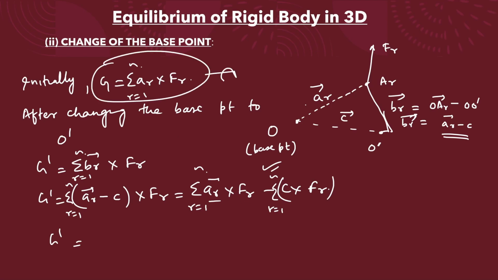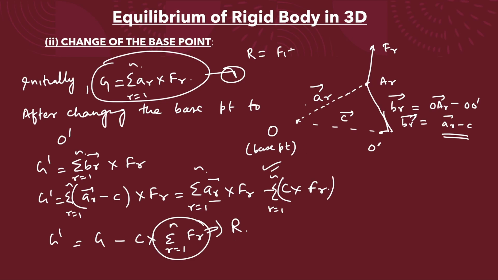Let us take this as equation 1. So this is G minus C cross, and C is a constant vector, so let us take it out. So C cross the summation of Fr, r equal to 1 to N, and this is nothing but the resultant R. We have taken the resultant R as equal to F1 plus F2 plus up to Fn, which is equal to the summation of Fr, r equal to 1 to N. So from here we have G dash equal to G minus C cross R.